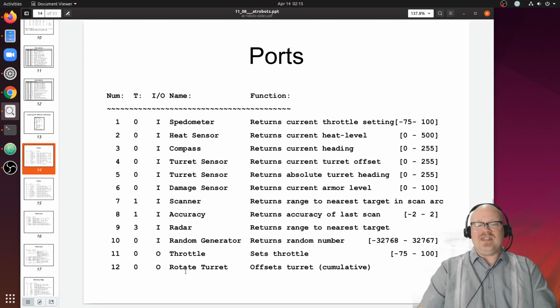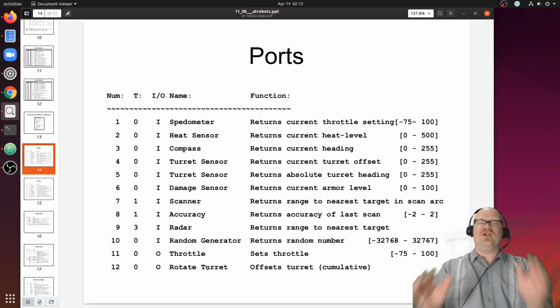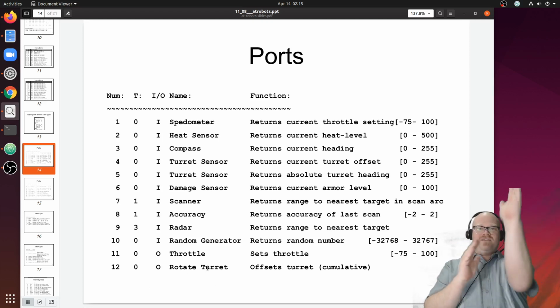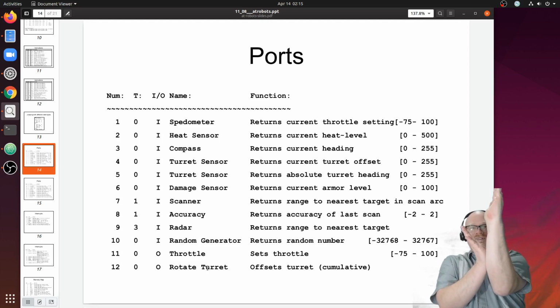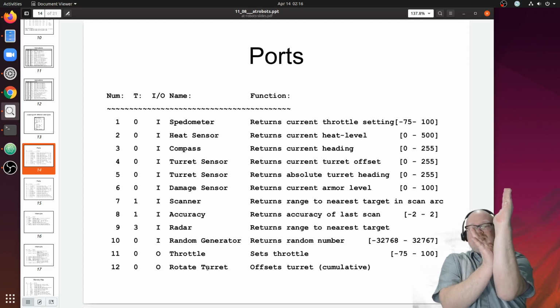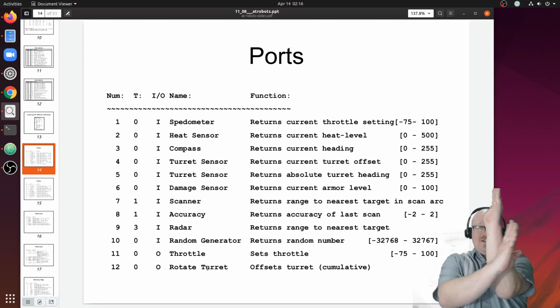You can output to the rotate turret port. This will offset the turret from its current value. So if the robot's facing this direction and the turret's facing this way, and then you say, so this is about 32 degrees in robot land. If you say offset the turret, rotate the turret 32 degrees, that's a clockwise number because it's positive, so it's going to go from here to here. If you say to go 32 degrees a second time, that would obviously take it from here to there.